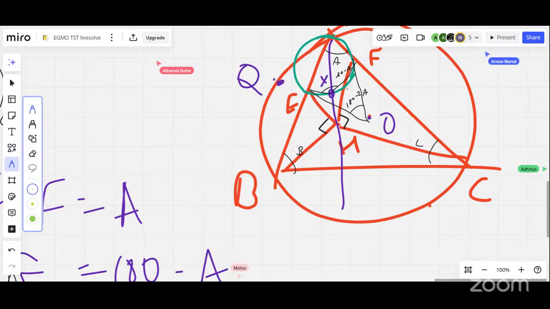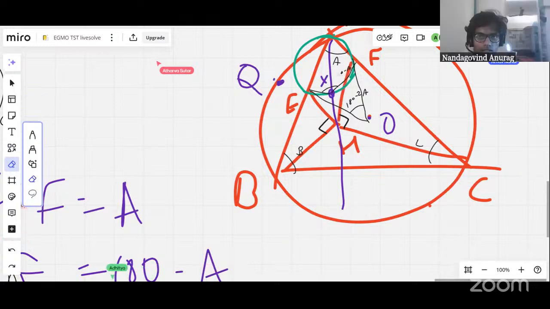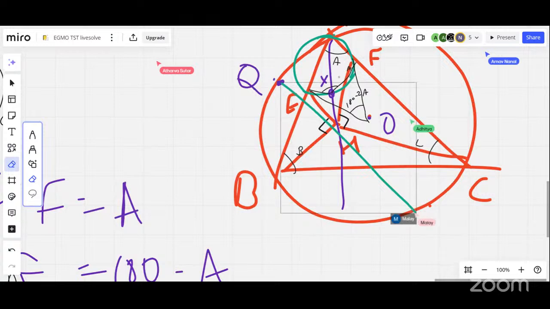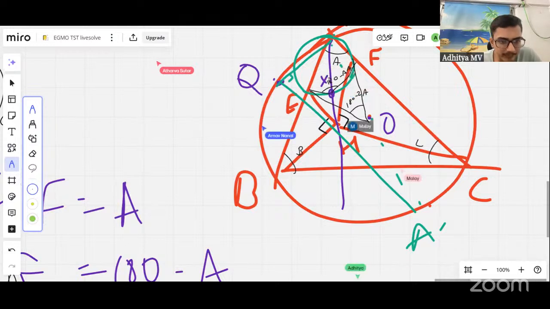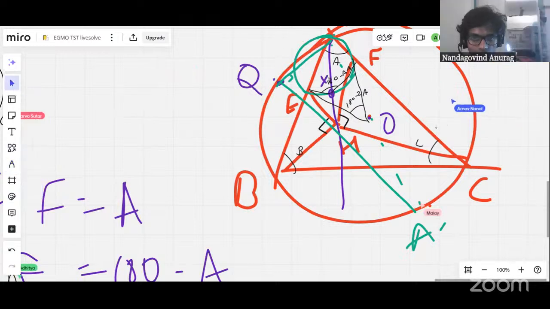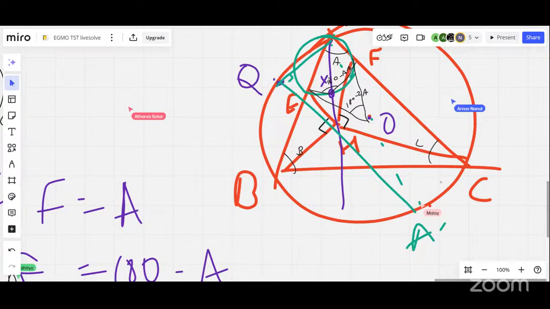Wait, why is Q coming in though? Okay, wait, let's just extend Q. Introduce A dash. Wait, A dash is here. What do we do next? This is 180 minus A, 180 minus 2A.